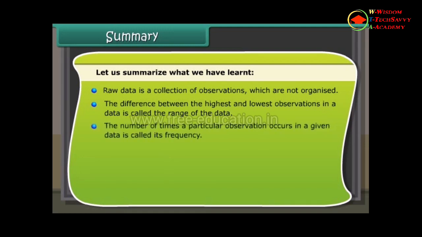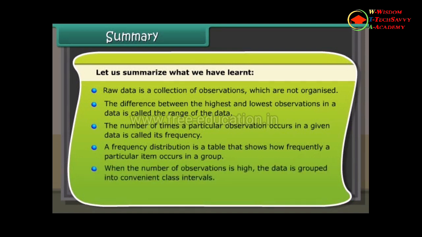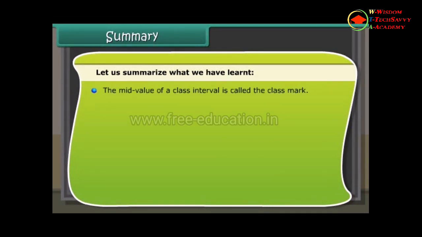The number of times a particular observation occurs in a given data is called its frequency. A frequency distribution is a table that shows how frequently a particular item occurs in a group. When the number of observations is high, the data is grouped into convenient class intervals. The difference between the upper and lower class limits is called the class size. The mid-value of a class interval is called the class mark.